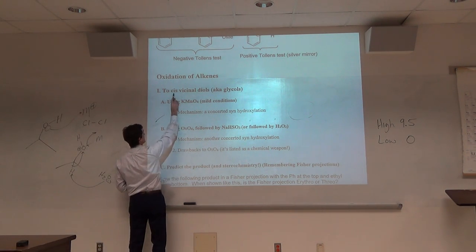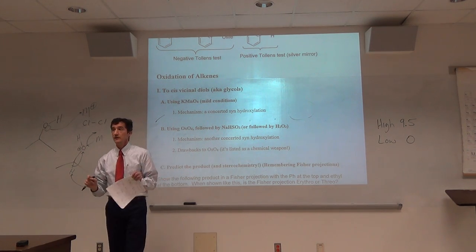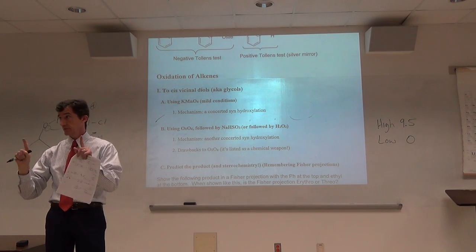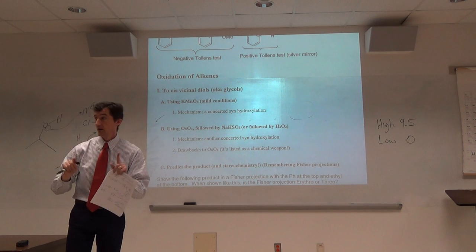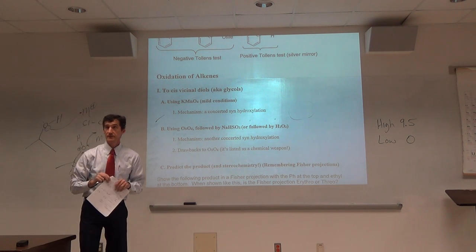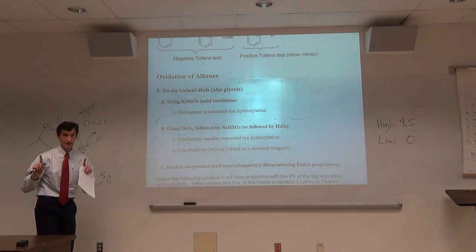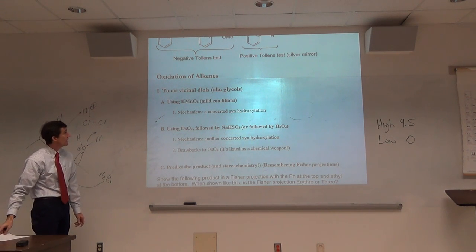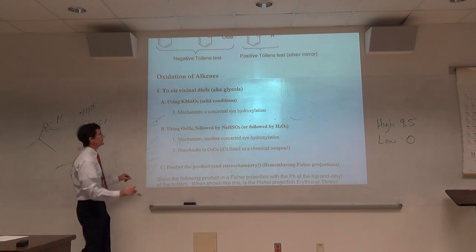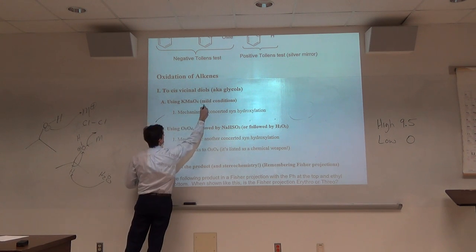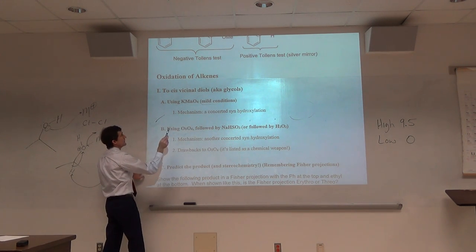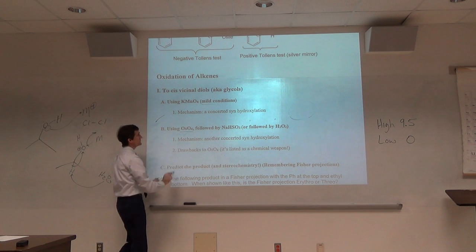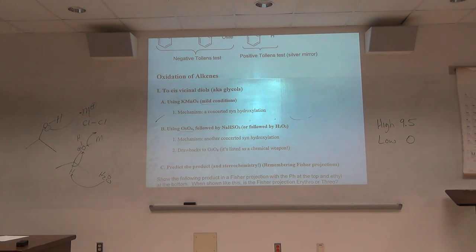And it's vicinal. You should know what cis means. What does vicinal mean? Vicinal means they're going to be next door to each other. They're like neighbors. They're in the same vicinity, but they're not on the same carbon. First way we're going to do this is with KMnO4 under mild conditions. Then we'll look at using osmium tetroxide. Let's first look at KMnO4.